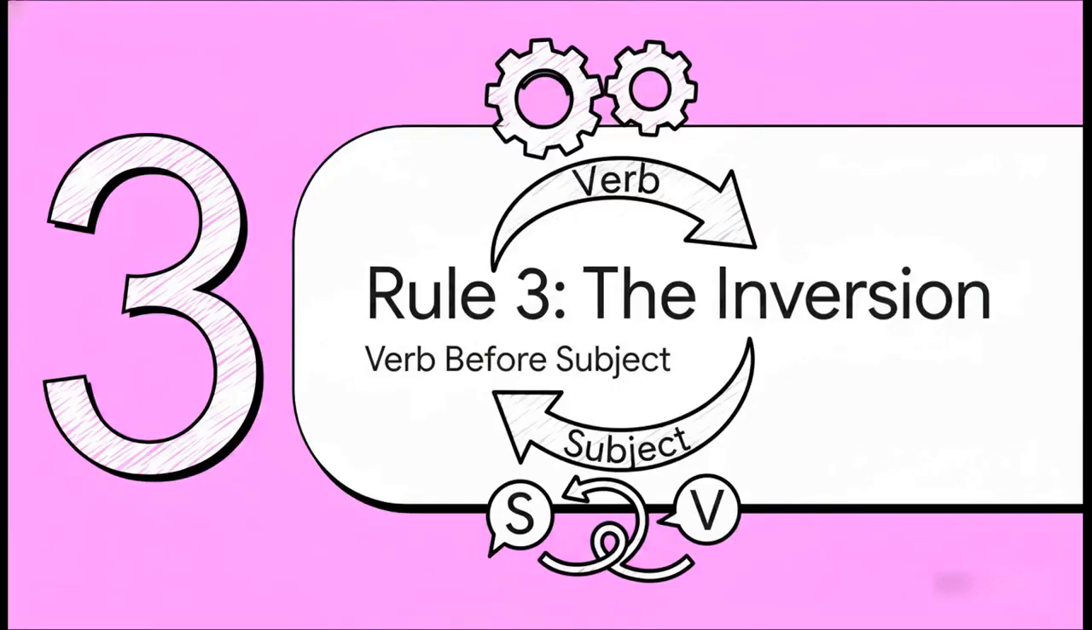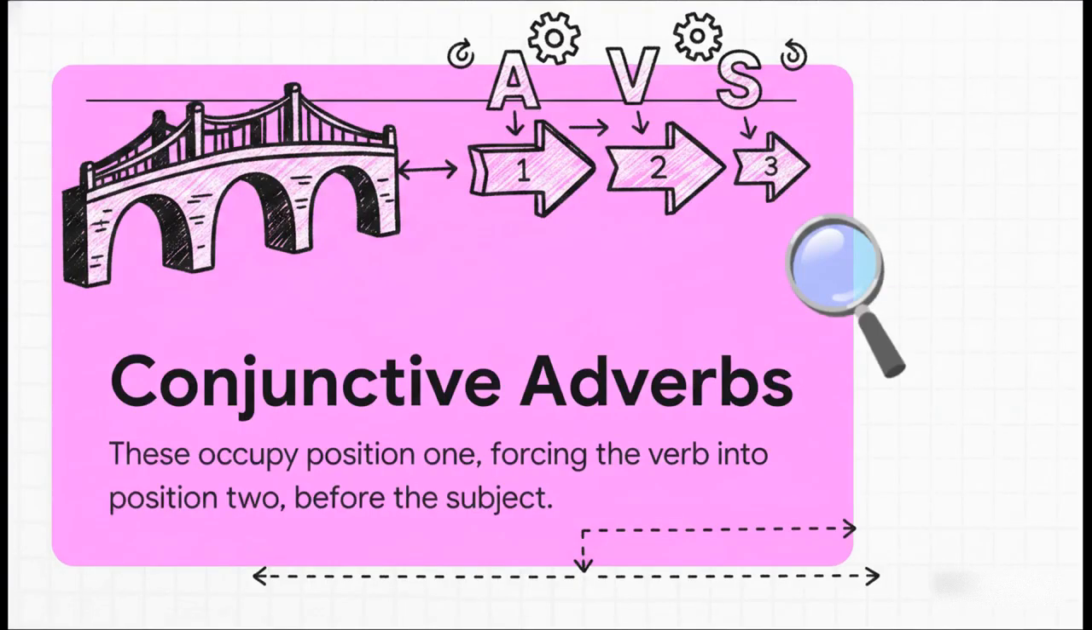All right, you've got the normal rule down, and you know about sending the verb to the end. It's time for the final piece of our puzzle, the inversion. This is where the verb and subject do a little switcheroo. This last group is called conjunctive adverbs. Now, here's the really key difference. These words aren't just bridges. They are actual adverbs that step right into the first position of the clause.